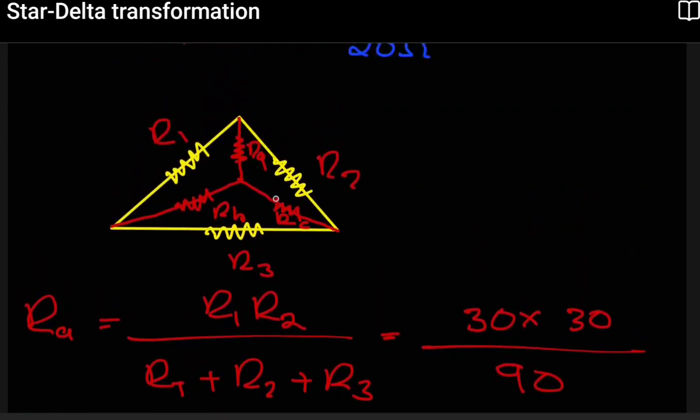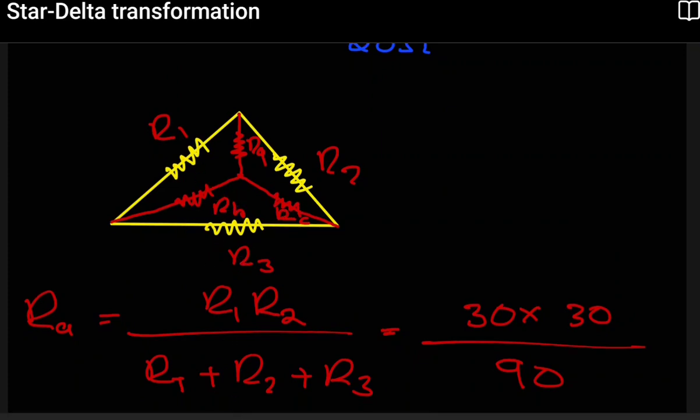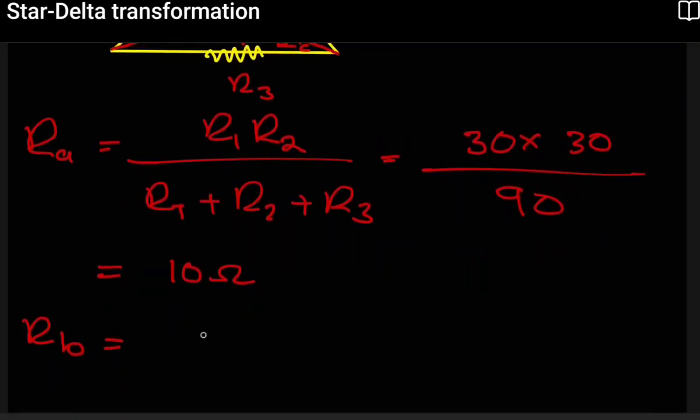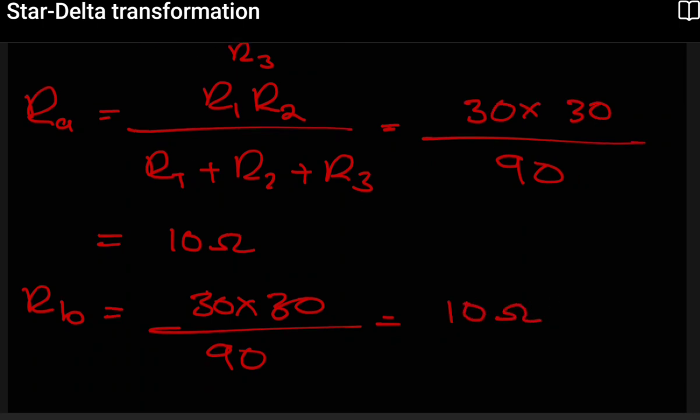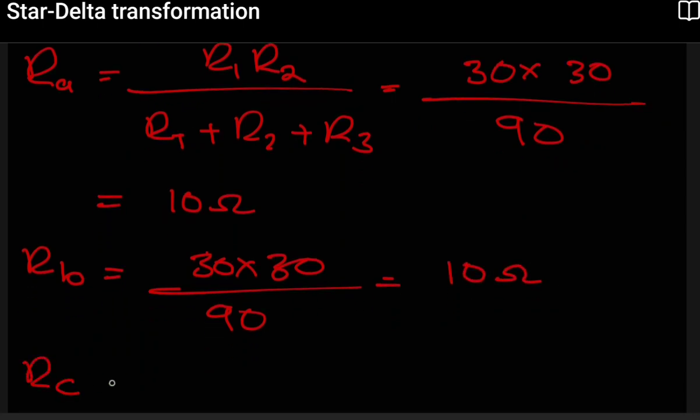So of course here RB is down this side. RB is between R1 and R3. R1 and R3 are still 30s. So we have 30 by 30 divided by the sum again, which is R1, R2, R3, which is still 90. Again, we see that RB comes out as 10 ohms. So with the same math, you see that RC will come out as 10 ohms as well.